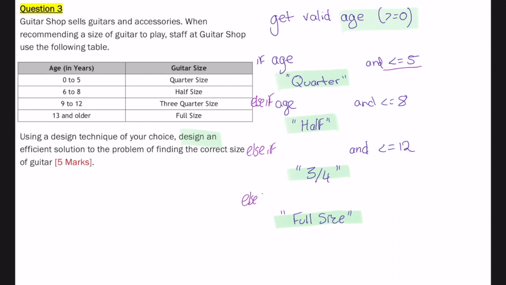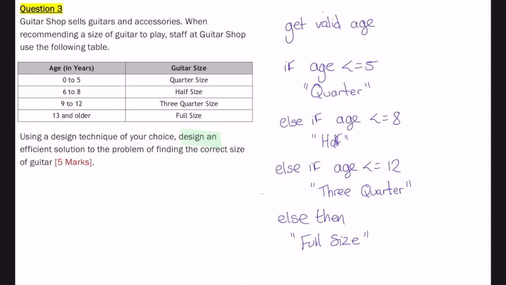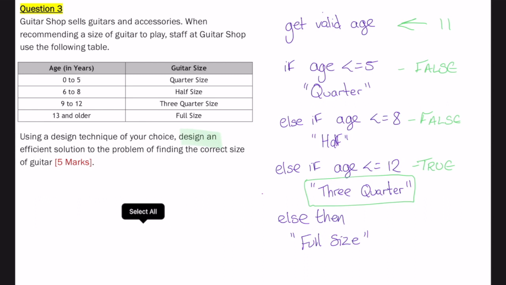Let me quickly tidy up this answer to show you the most efficient solution to this problem. So here is the most efficient solution. Let's now run through it again with our example piece of data of 11. So we get the age of 11. If the age is less than 5, which is false. If it is less than 8, which is also false. If it is less than 12, which is true. So we've worked out that an 11-year-old has a 3/4 size guitar. And because we've worked out the size of a guitar that an 11-year-old has, we stop and we do not need to run the last condition within our if statement.